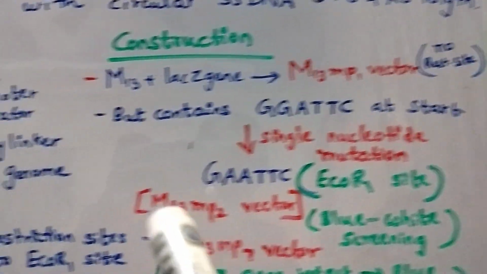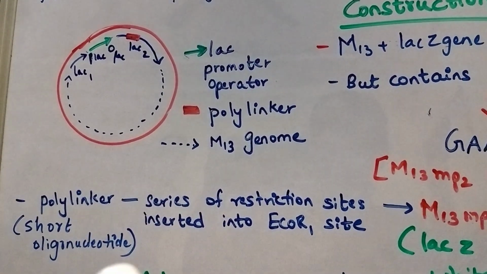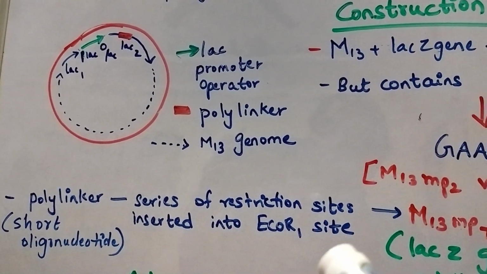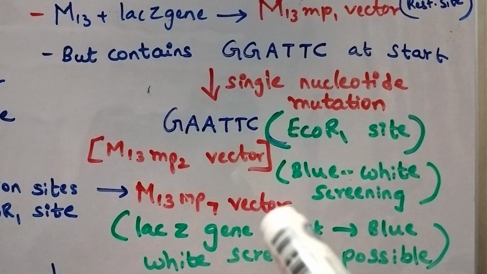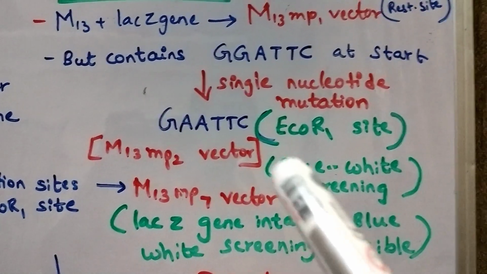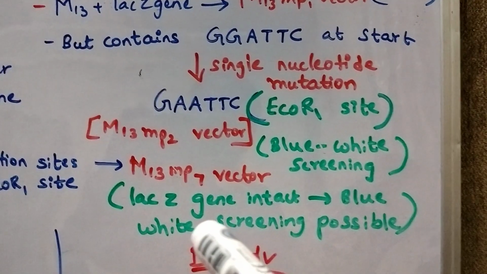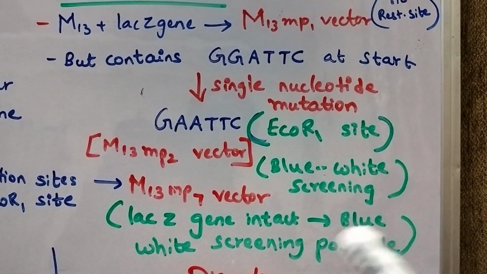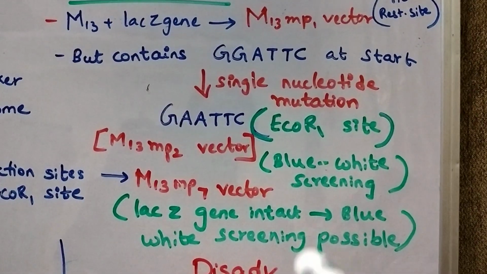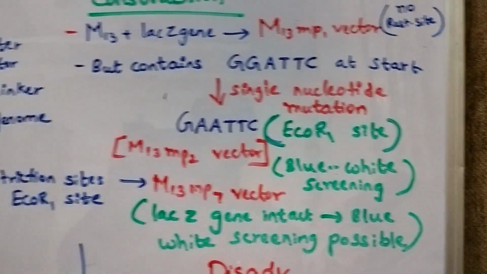If this mp2 vector is added with a polylinker, a short oligonucleotide which has a series of restriction sites, inserted into the EcoR1 site, it resulted in the M13mp7 vector. Even in this vector, the LacZ gene is intact. This happens because the mutation or the insertion of the polylinker is done at the start of the LacZ gene and not in between. Hence, blue-white screening of recombinants versus non-recombinants is still possible. This blue-white screening was explained clearly in the previous class.